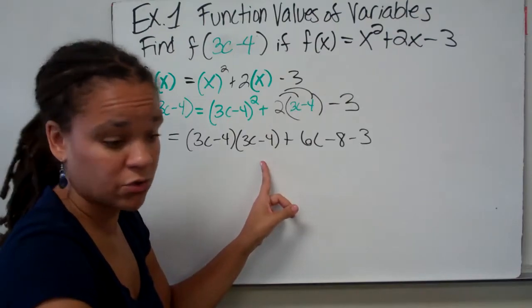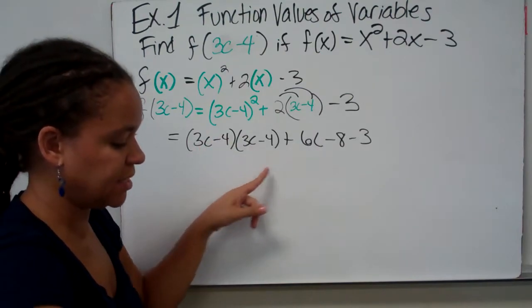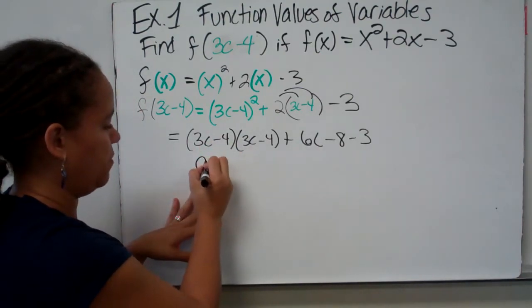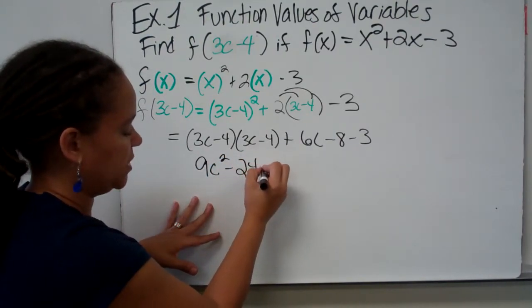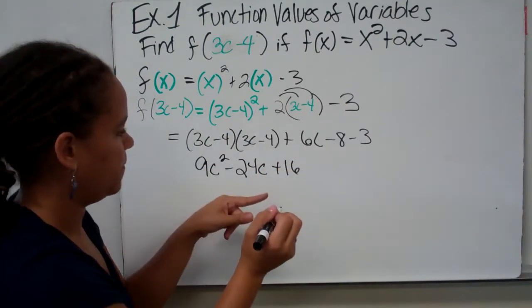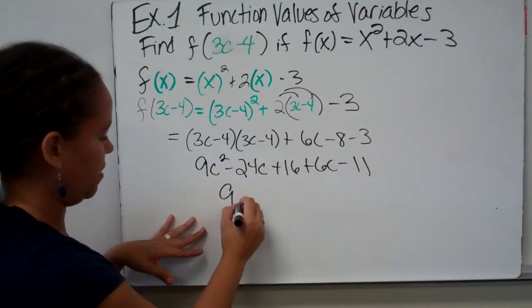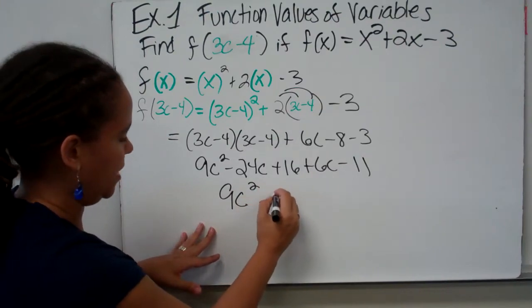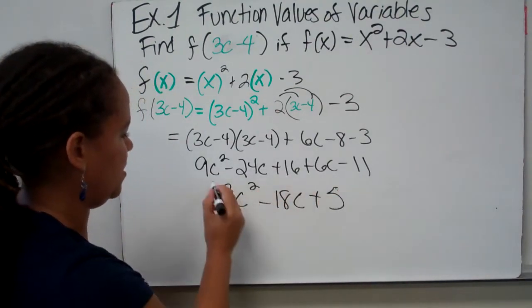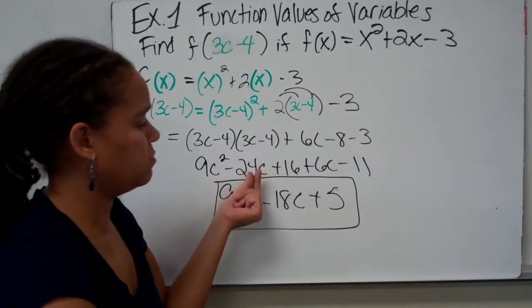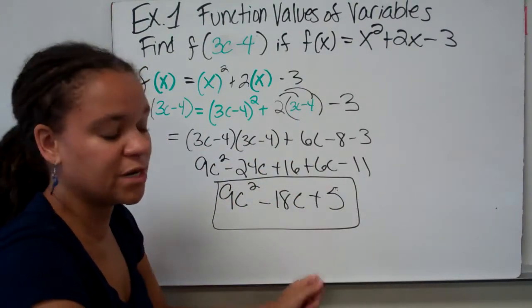So if you FOIL this out on your own, you would get 9c squared minus 24c plus 16, and then plus 6c minus 11. So if we simplify all that, we end up with 9c squared minus 18c plus 5 because of the 16 minus 11. So I just took a little shortcut here, but you don't have to. You can FOIL it out, write all of your terms, and combine them, and you should end up with the same thing as I did.